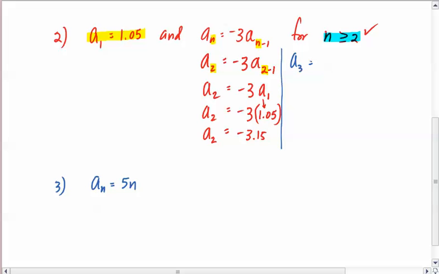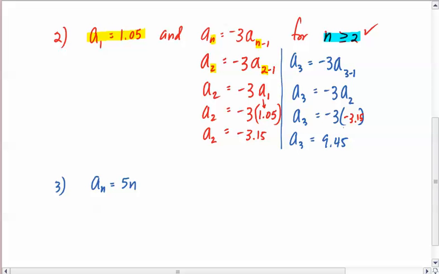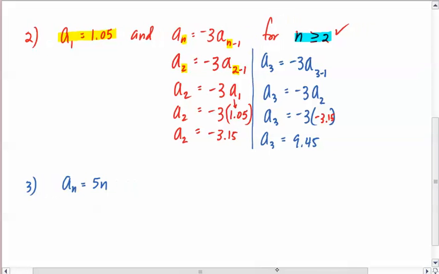Now we're at a sub 3. So a sub 3 is found by taking negative 3 times a sub 3 minus 1. So a sub 3 is negative 3 times a sub 2. Well, that means go find a sub 2 and plug it in there. We found a sub 2 to be negative 3.15. Then a sub 3, looking at my notes here, is 9.45 positive. Okay, I'm going to move over here a little bit more.